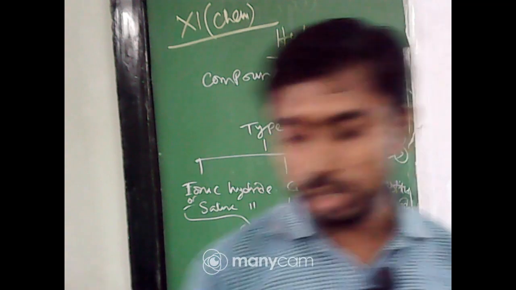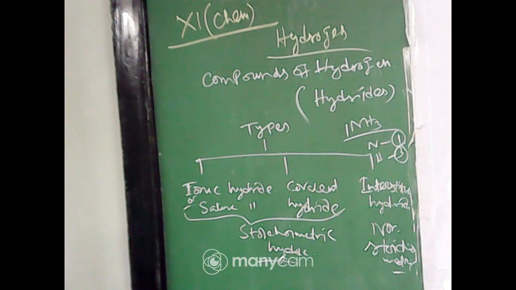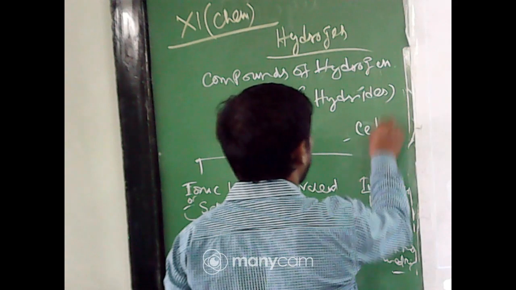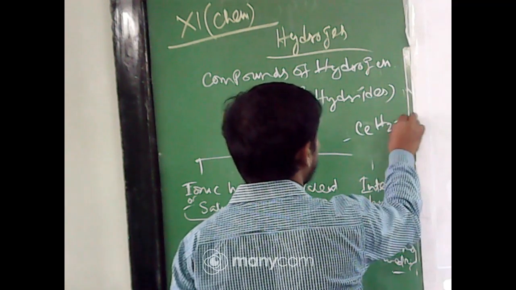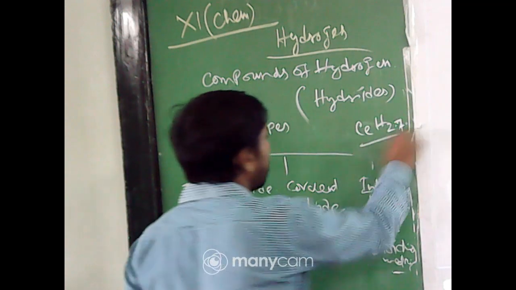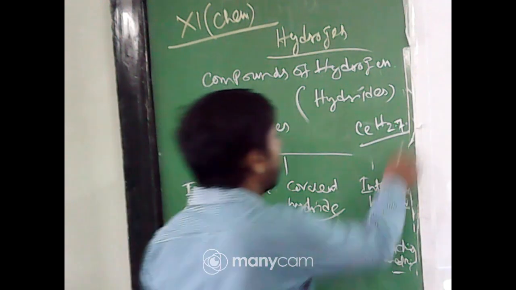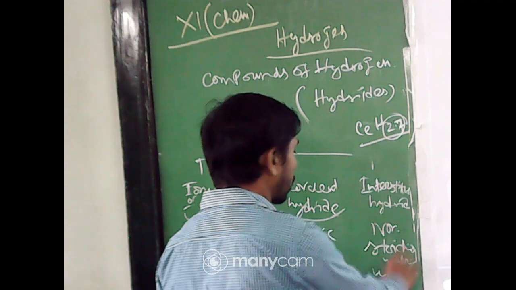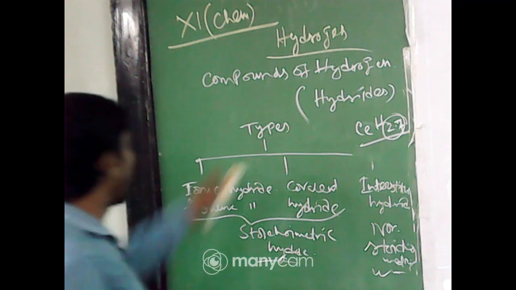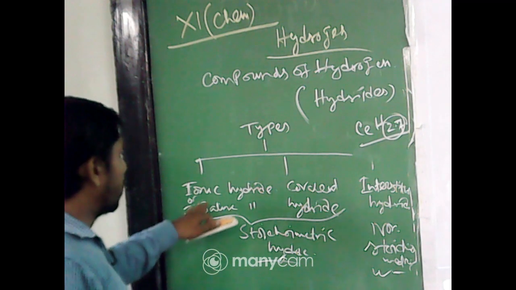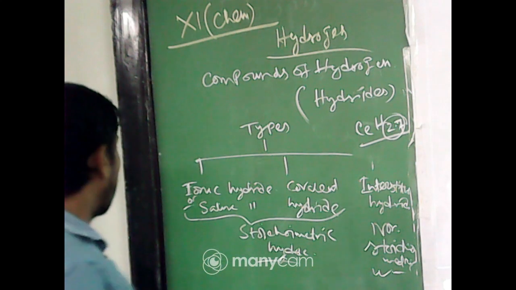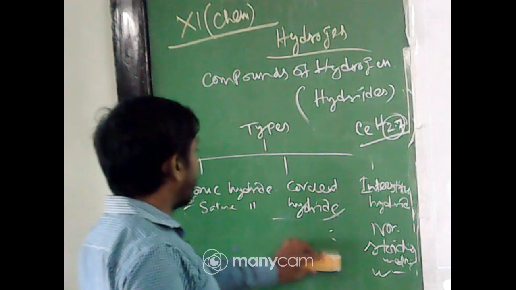One example of non-stoichiometric is cesium hydride 2.7. Now, this number is a fraction, and for this reason it is called non-stoichiometric. So, first of all, the types of hydride: ionic or salt-like saline hydride, covalent hydride and interstitial hydride. Next, I have to move to the ionic hydrides.